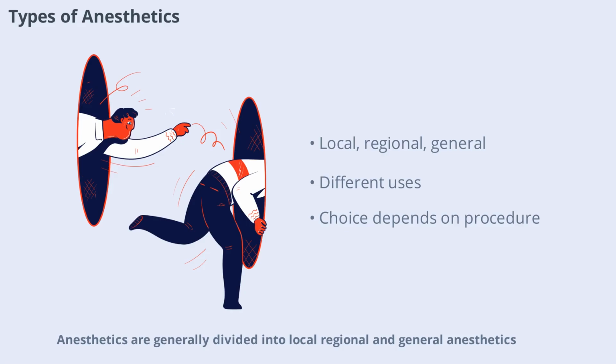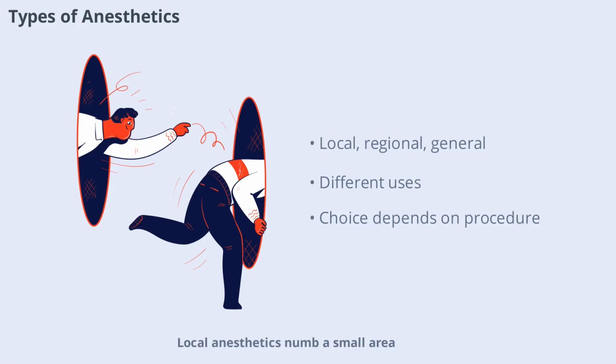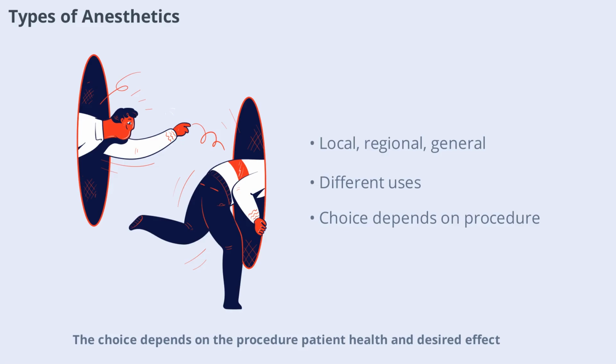Anesthetics are generally divided into local, regional, and general anesthetics. Local anesthetics numb a small area, regional anesthetics block sensation in a larger part of the body, and general anesthetics induce unconsciousness for major surgeries. Each type has unique uses, benefits, and risks. The choice depends on the procedure, patient health, and desired effect. Let's look at each type in more detail.